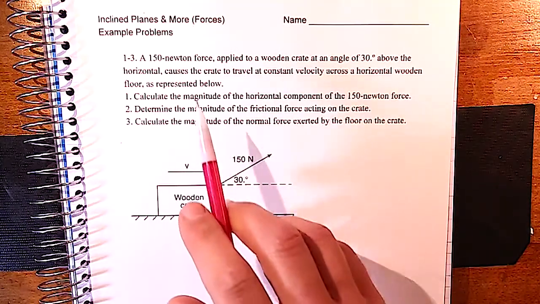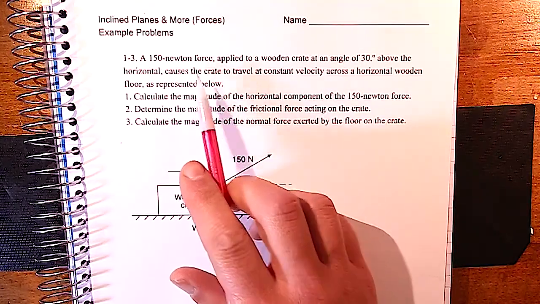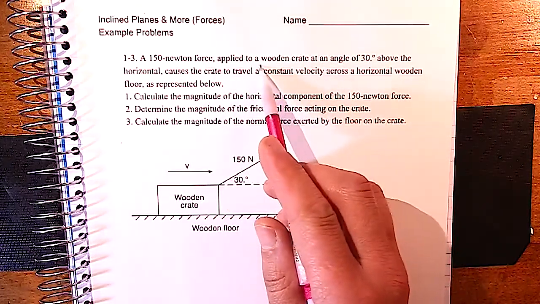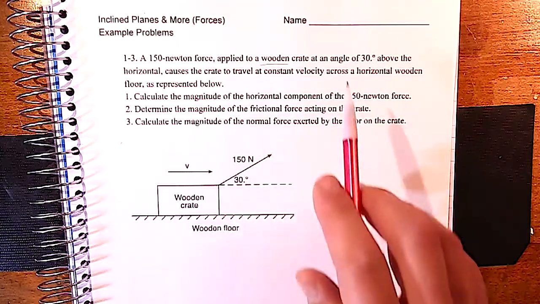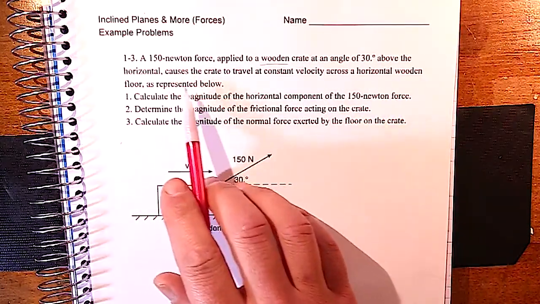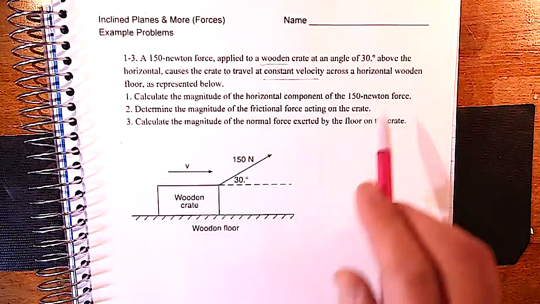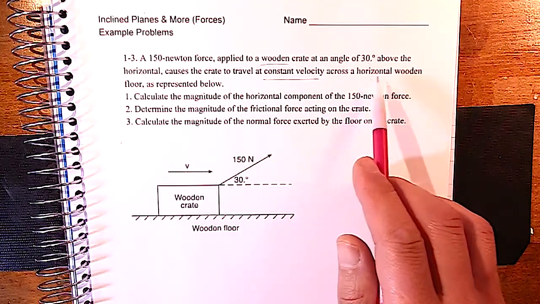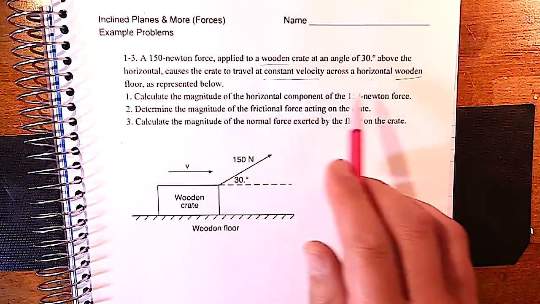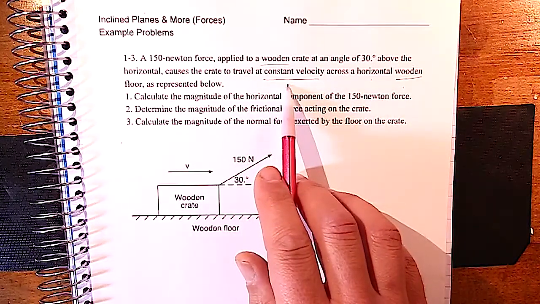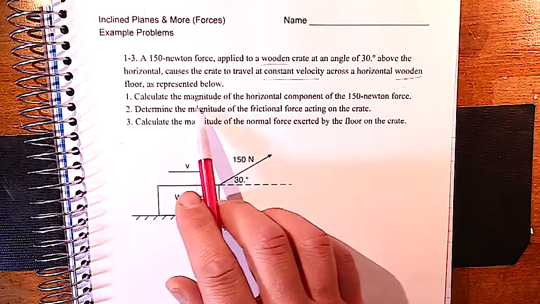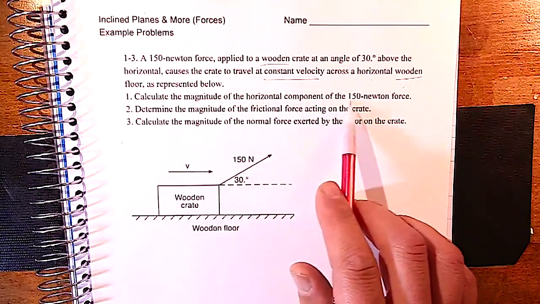Okay, we have a 150 Newton force applied to a wooden crate. We'll pay attention to that at an angle of 30 degrees above the horizontal. It's at a constant velocity and it's on a horizontal wooden floor. So wooden crate, wooden floor, dragged at a constant velocity. And the first question is calculate the magnitude of the horizontal component.